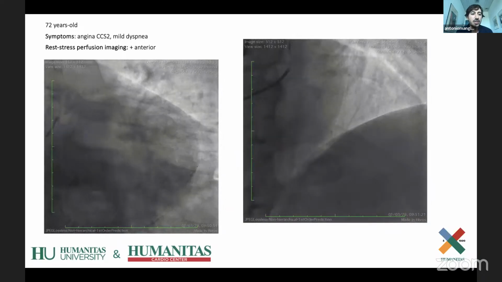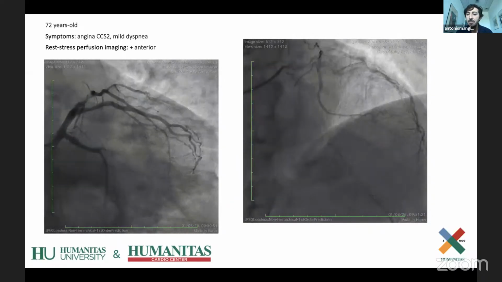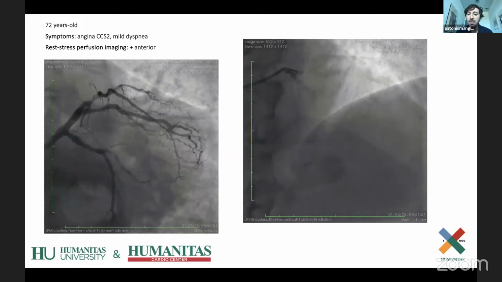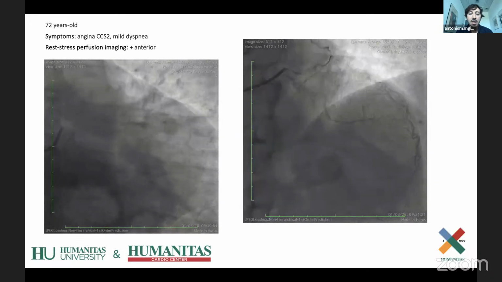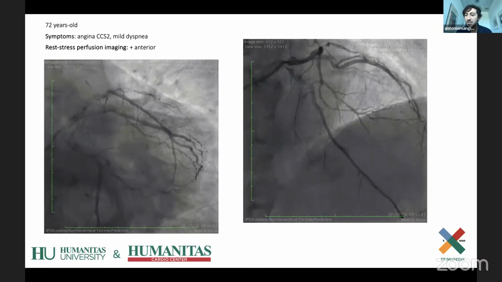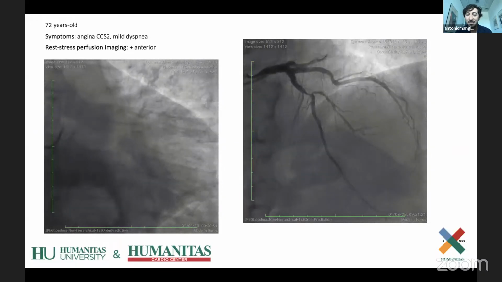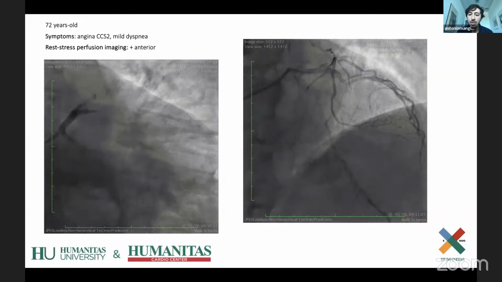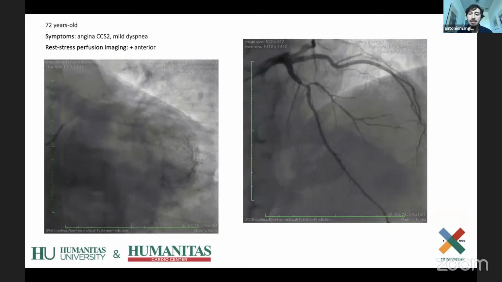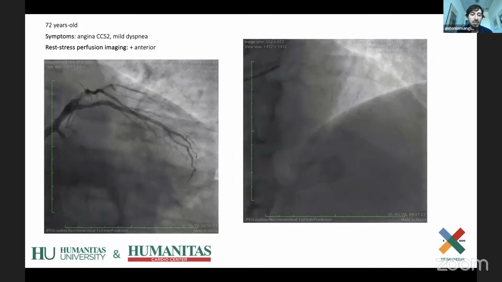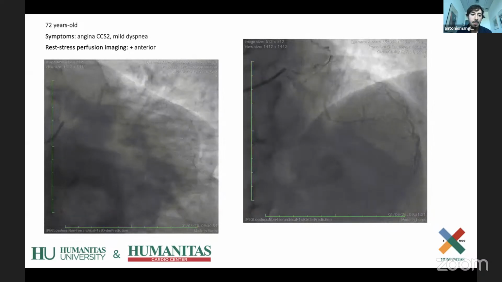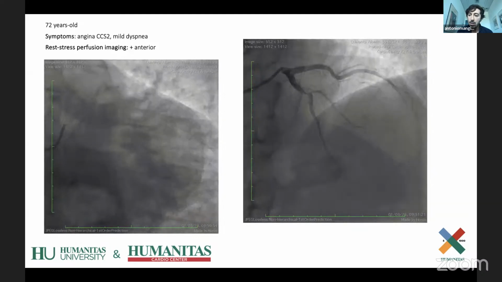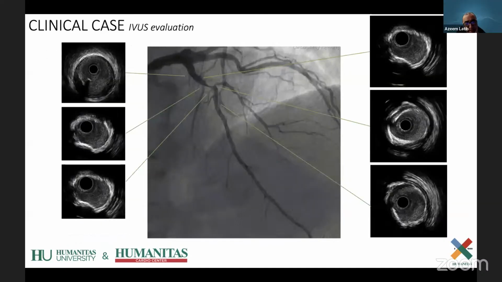This is a 72 years old male symptomatic for angina and dyspnea. He had a stress perfusion imaging positive in the anterior wall. And you see that it is quite similar to the previous case according to lesion location. We have a diagonal branch which comes from the lesion, and I think that looking simply at the angio, this can be considered a moderate to severe calcification of the LAD, proximal LAD, with some other diffuse disease all the way down. So Antonio, maybe let's move.